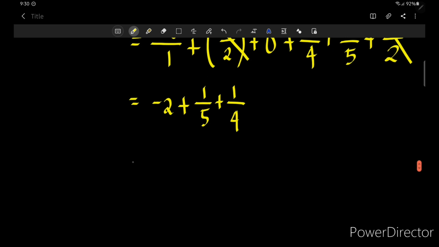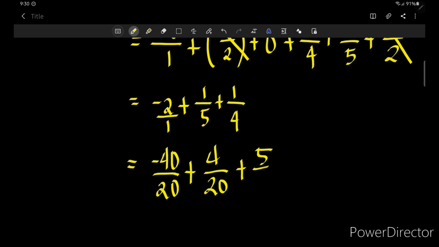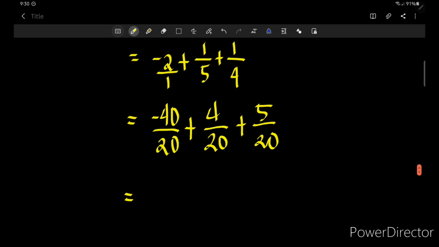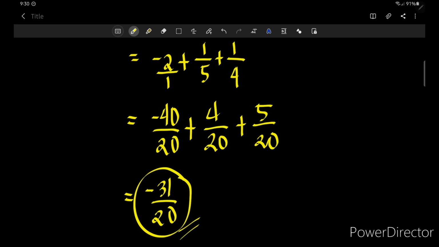So, to find its sum, ang magiging LCD natin dito ay 20. So, we have negative 40 over 20 plus 4 over 20 plus 5 over 20. Pare-parehas na yung ating denominator. Magkakaroon tayo ng negative 40 plus 4 is negative 36 plus 5. We have negative 31 over 20. So, ito yung ating sum.